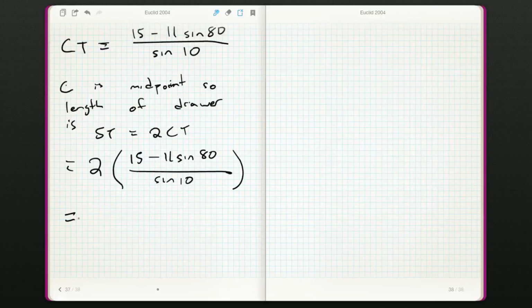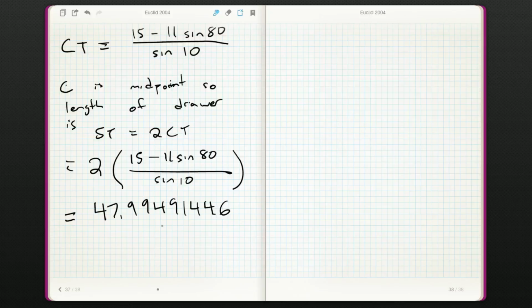So this is going to be equal to, and now just plug in: 15 minus 11 times sine of 80 is 4.167 something something. I'm not going to round that. I'm just going to straight divide by sine of 10. And I get 23.99 something. Now I'm going to multiply that by 2. So I get 47.994914446. This is as much as my calculator is willing to handle.